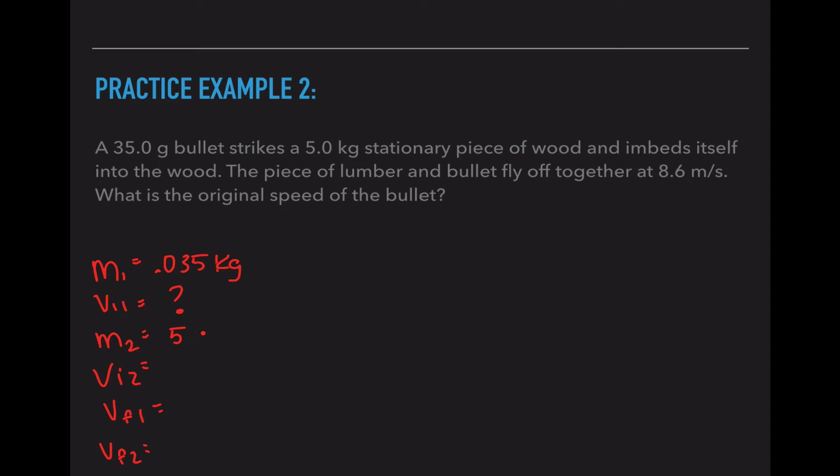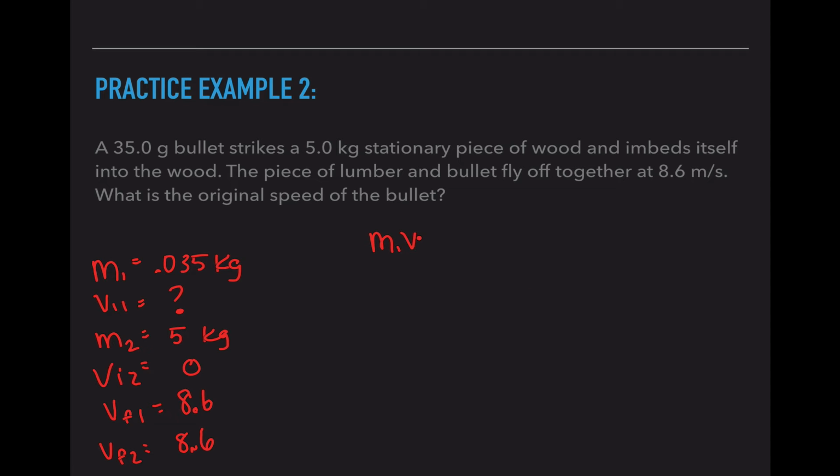M2 is 5 kgs, and the initial velocity is 0. And then we have final velocity 1 and final velocity 2. Both of these happen to be the same number because those two objects are sticking together in order to travel off on their own. So what I'm going to do with my equation is adjust it a little bit.